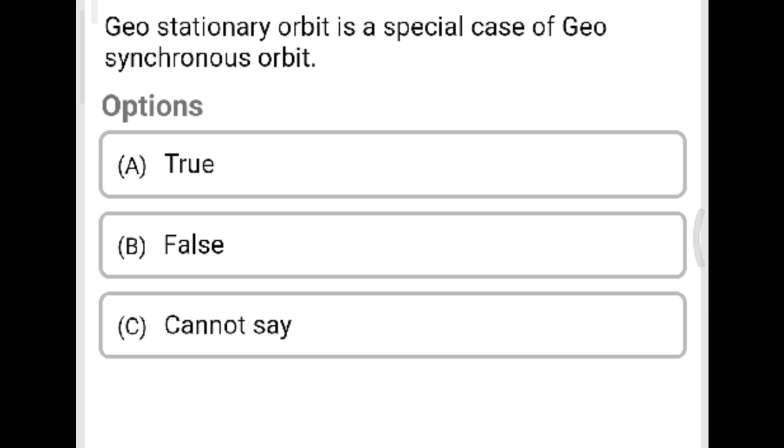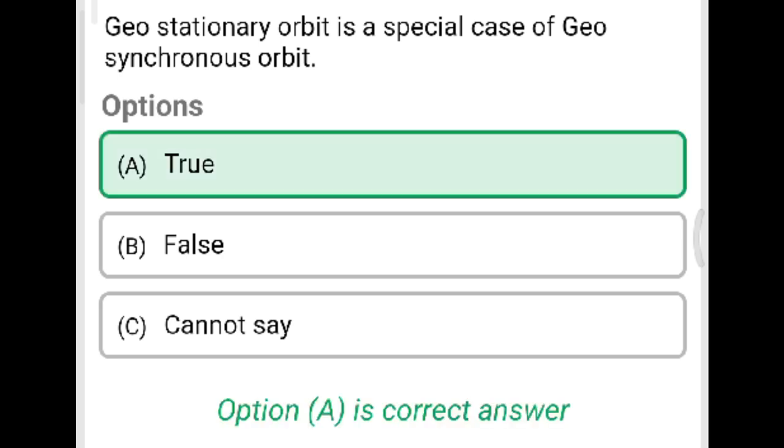Next question, geostationary orbit is special case of synchronous orbit. Option A true, option B false, option C cannot say. The correct answer is option A true.